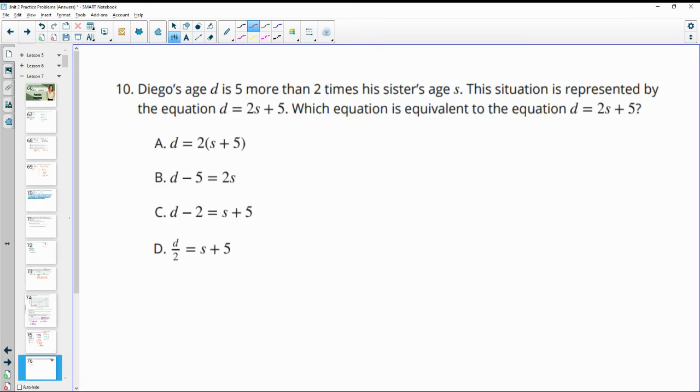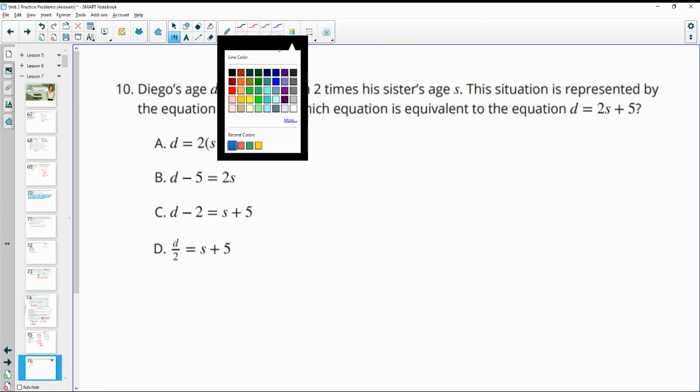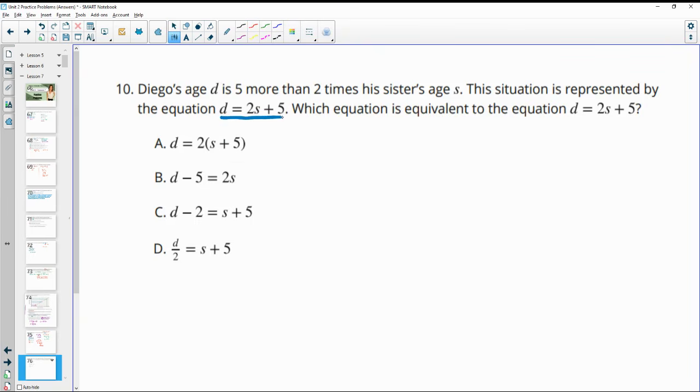Number 10, Diego's age D is 5 more than 2 times his sister's age. This situation is represented by this equation. Which equation is equivalent to it? So we're going to pick one equation here that's equivalent. For A, we see that they all of a sudden have parentheses. If we multiplied this in, we would have 2s plus 10, which is not equivalent because this is 2s plus 5.